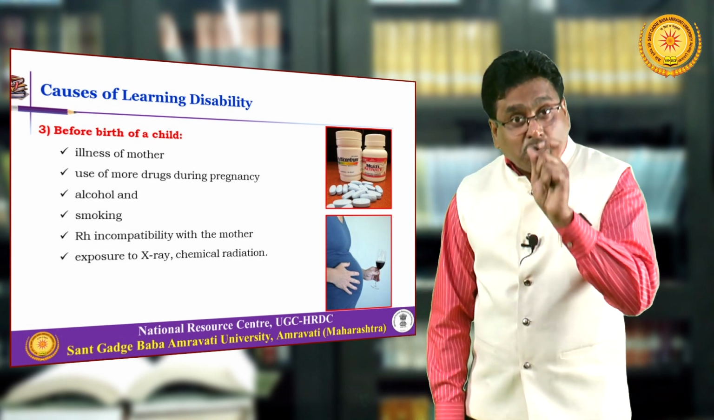Similarly, exposure to X-ray or chemicals may cause retardation. If a pregnant woman is exposed to X-ray, then the baby may be impaired. The workplace and living place should be free from chemical exposure and radiation which may harm the baby's development. These are the causes of learning disability during pregnancy, that is before birth of a child.